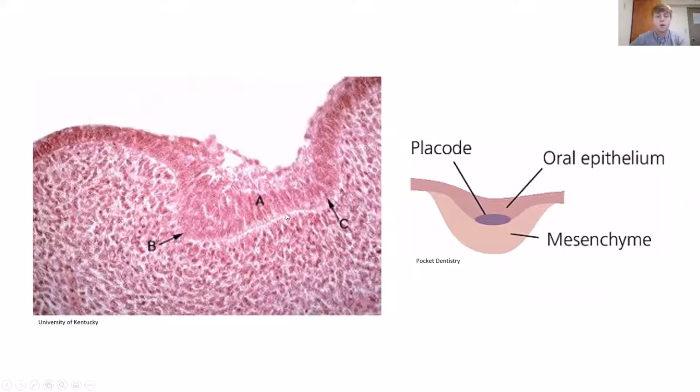Signal proteins cause the dental lamina to invaginate into the ectomesenchyme, into what is known as a dental placode. These dental placodes are the positions of the future teeth. So there should be 20 placodes for the 20 deciduous teeth. This starts tooth formation in what is known as the bud stage.